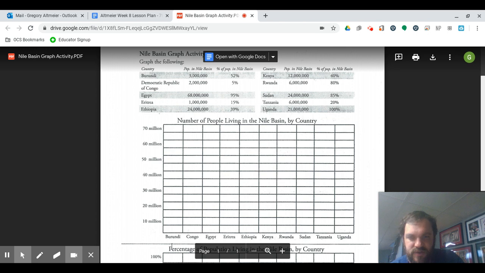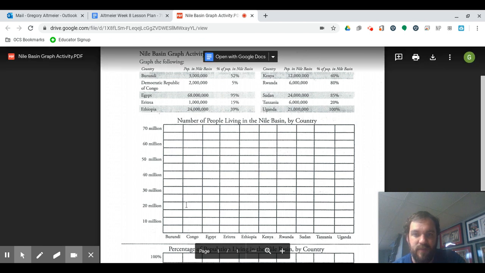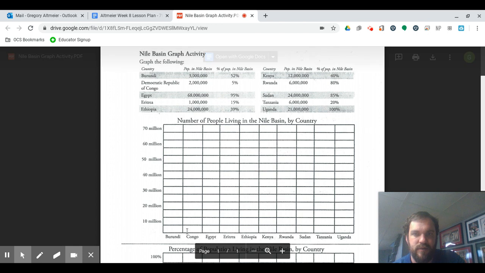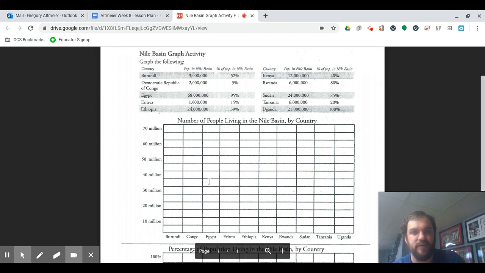Burundi has 3 million. So you're going to be filling out just halfway between the start and this 5 million, because 3 is pretty much the halfway point between 0 and 5. Okay, then you look at Congo. How many people live there? 2 million. So it's going to be even less. Egypt, 68 million. So this is going to be a giant bar. Okay, all the way up to almost the very top, but not quite, because it's not quite 70 million.